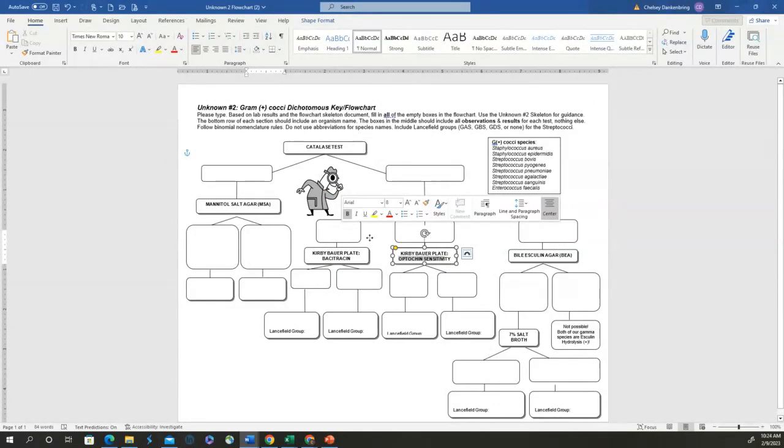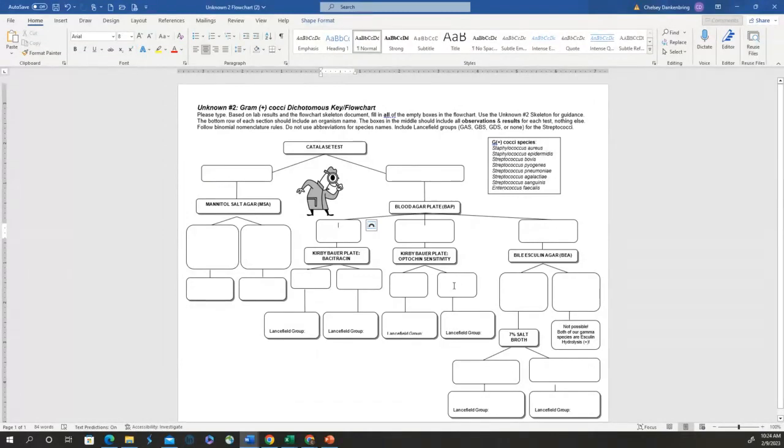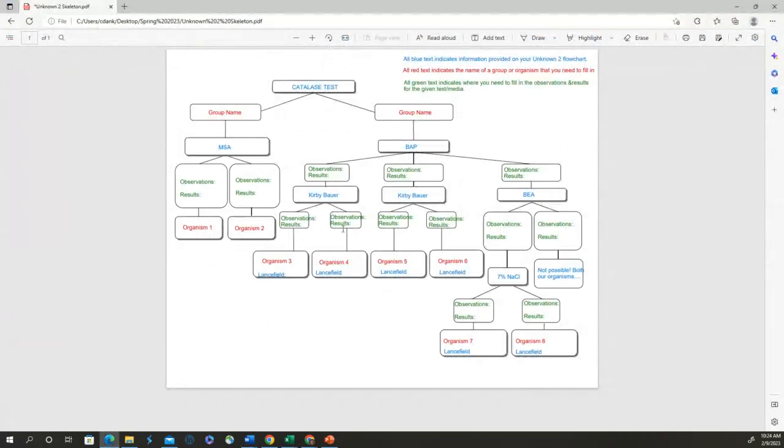So again, 3 outcomes for the blood agar plate, and each of those outcomes leads to a separate test, whether it be one of the Kirby-Bauers or BEA. From there, anytime you do a test, you're going to see something, right? You're going to get some sort of results and observations. So you'll always fill in, okay, well, if I did Kirby-Bauer, I might see this, or I might see this. If I see this, I have this organism, but if I see the other option, I have the other organism. Okay, so take some time, start working on this as you work through lab unit 2. And if you have any questions, please do not hesitate to let me know.